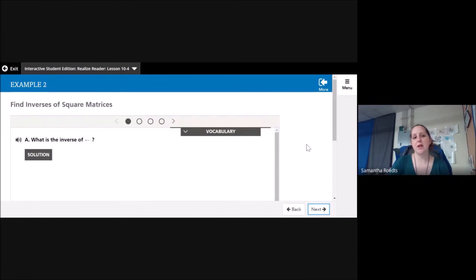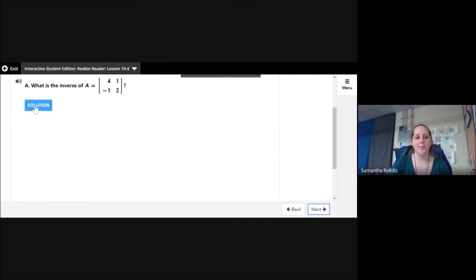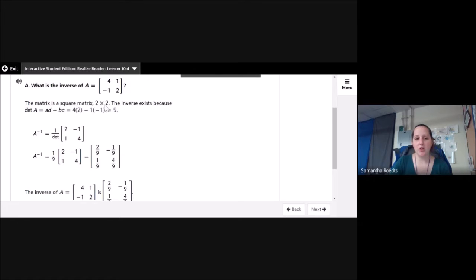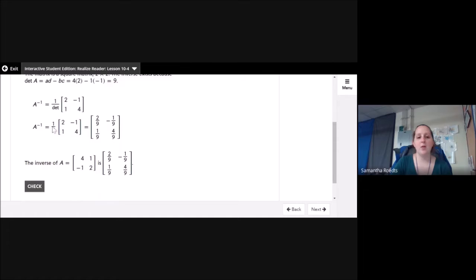Example 2, find inverses of square matrices. What is the inverse of A equals 4, 1, negative 1, 2? The matrix is a square matrix, a 2 by 2. The inverse exists because DET A equals AD minus BC. So 4 times 2 minus 1 times negative 1, which equals 9. So the inverse of A equals 1 over the determinant times the inverse matrix, 2, negative 1, 1, 4. Okay. So I have 1/9 times 2, negative 1, 1, 4 equals 2/9, negative 1/9, 1/9, 4/9.